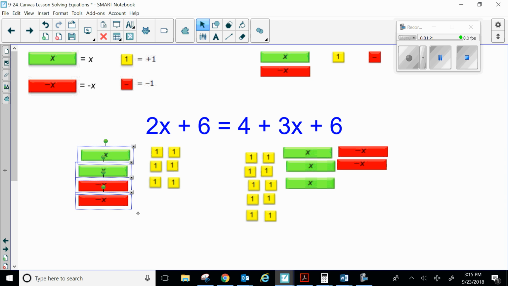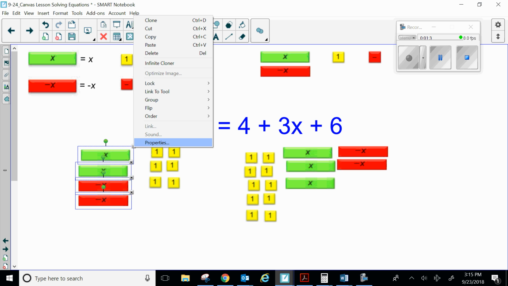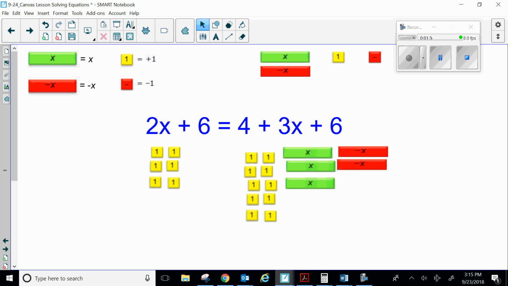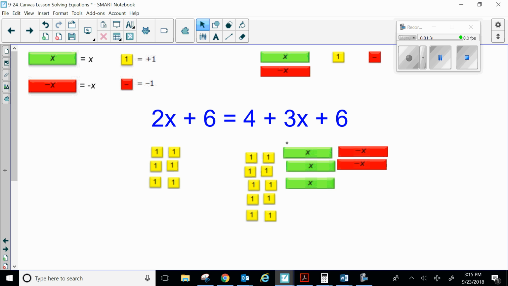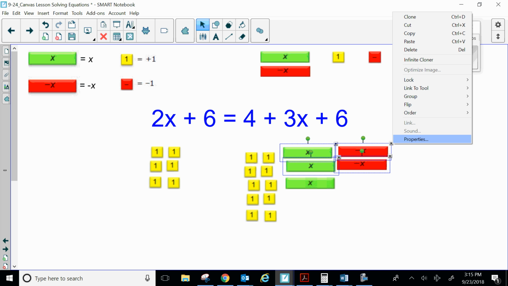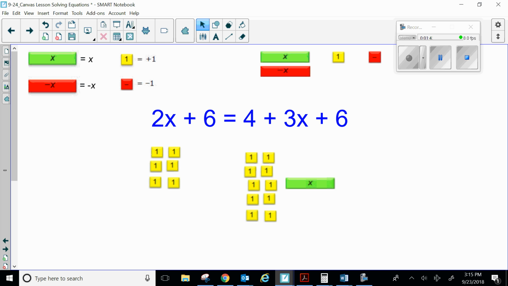So by adding 2 negatives, I can now eliminate those. And my 2 negatives eliminate 2 of my positives on the right side. So now I have 6 equals 10 plus x. So I need to get my x by itself. So I need to get rid of 10 positives. So I'm going to add 10 negatives.